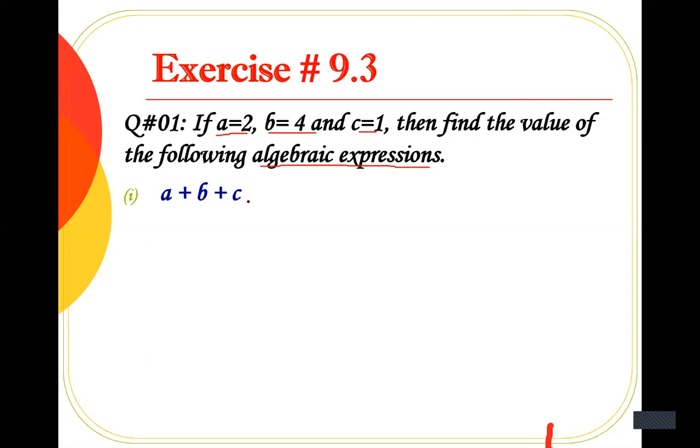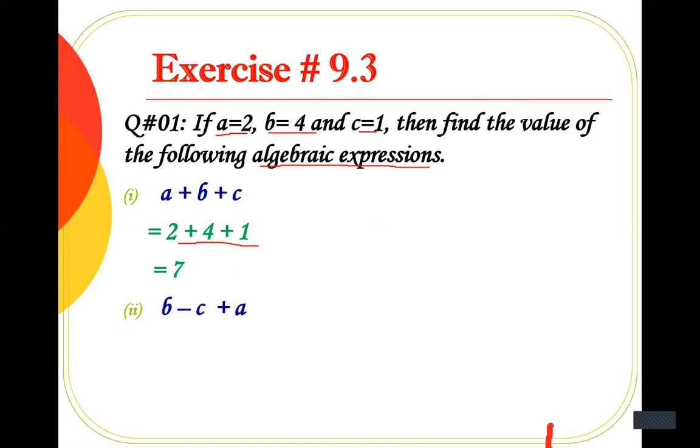A plus b plus c. Now replace a with 2, b with 4, and c with 1. So instead of a you will write 2, instead of b you will write 4, and instead of c you will write 1. Then simply add them together. 2 plus 4 will be 6, 6 plus 1 will become 7. Is that clear? Now move on to the next one.